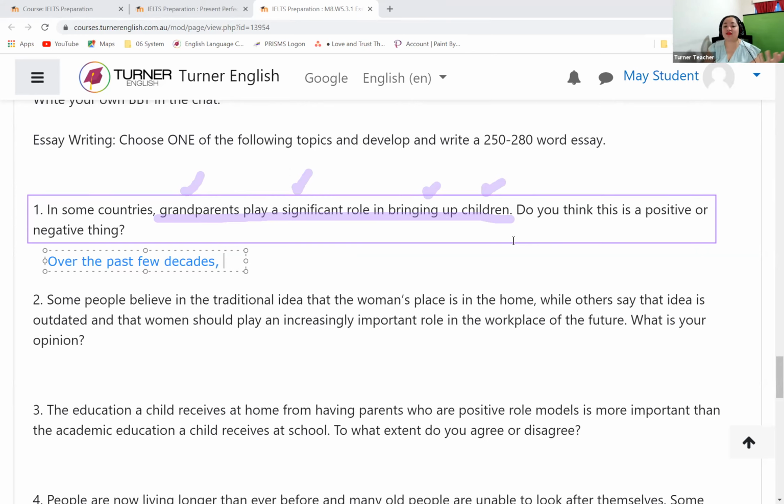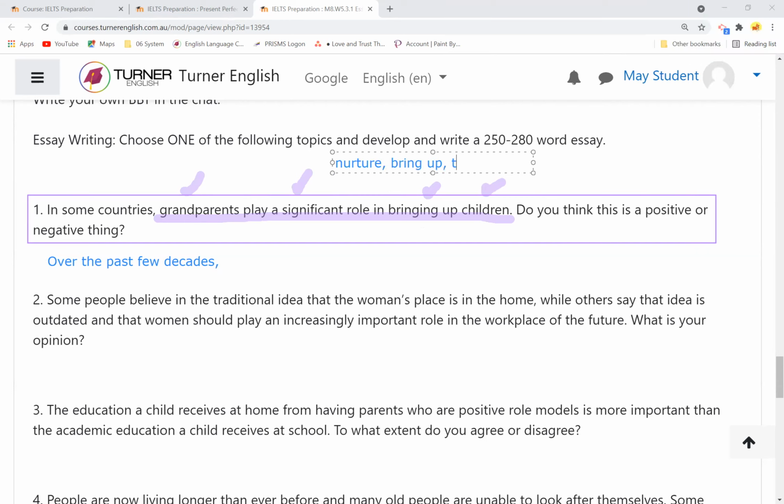So over the past few decades, we probably want to use a different word for bringing up. Is there any other word for bringing up that you can think about? Look after. Anything else? Nurture. Teach. Taking care. Take care of. Yeah, anything else?